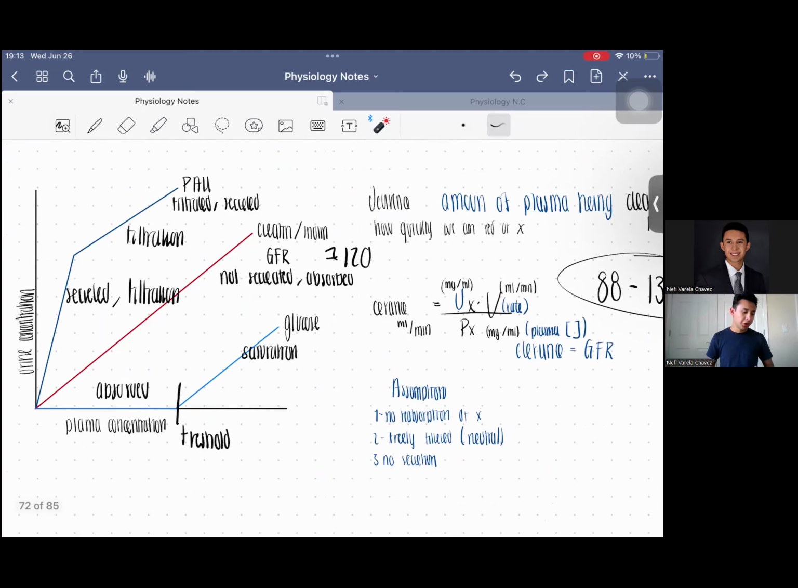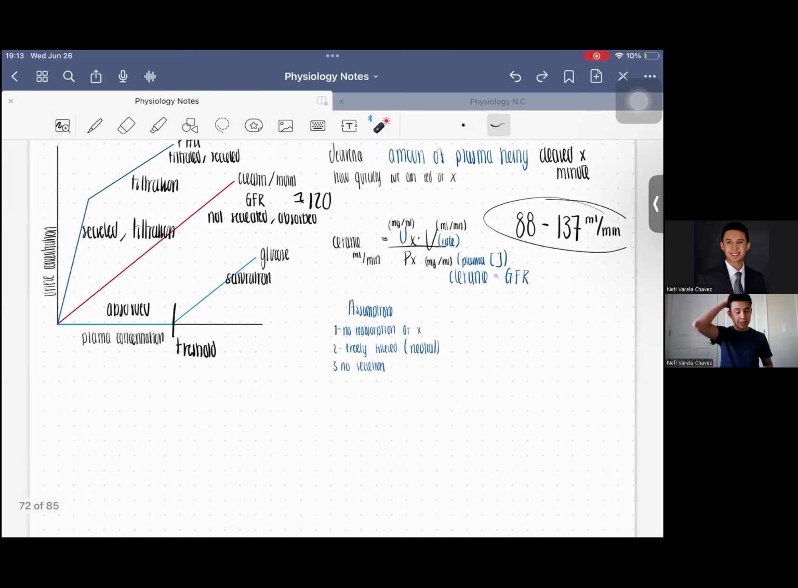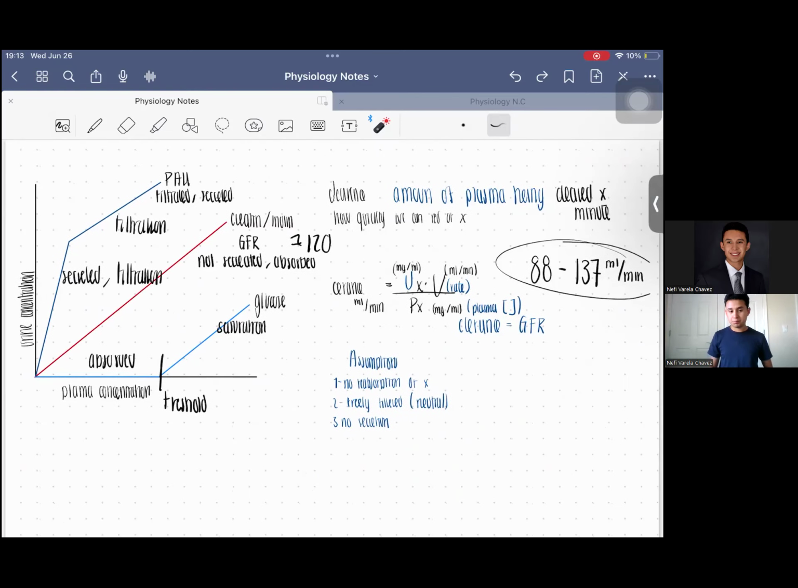So good, good, good. Now clearance and GFR. As I described, not all molecules are going to be filtered, secreted, or absorbed in the same way. That has to do with their properties and their affinity to cross these membranes. Okay, so we're going to use three things to see how our kidneys are working. So how? I'll define clearance.